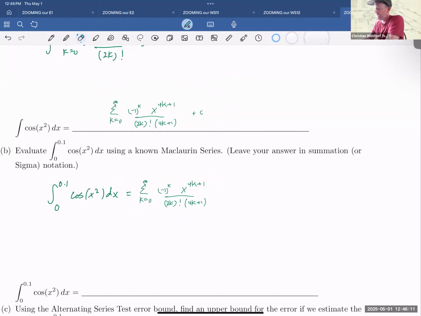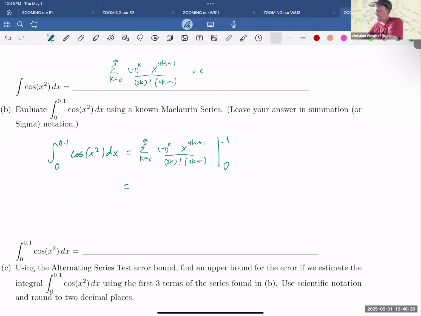All right. And then we're going to evaluate from 0 to 0.1. The plus c would cancel out just like normal when you evaluate with a definite integral.